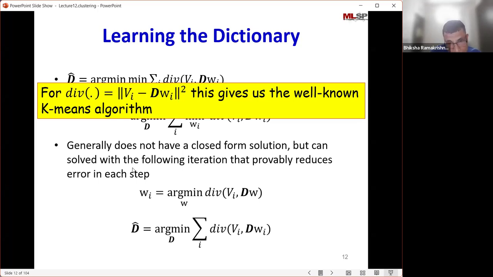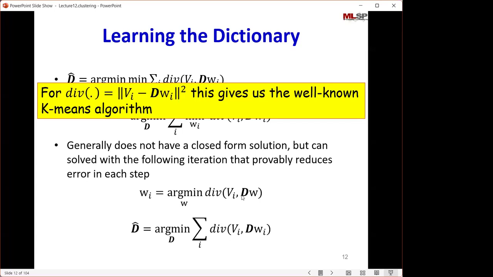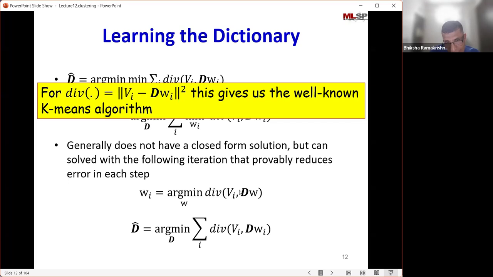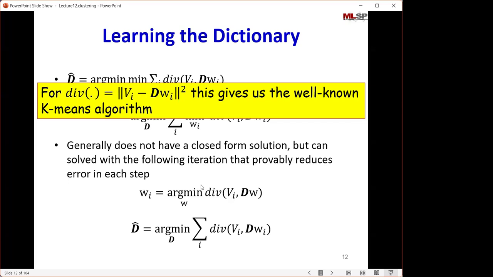Remember, I know that W is one hot, correct? So that's basically a selector variable. It's selecting a dictionary entry, correct? So all I need to do is to scroll through the dictionary entries and find the dictionary entry which is closest to Vi, right? That makes sense?